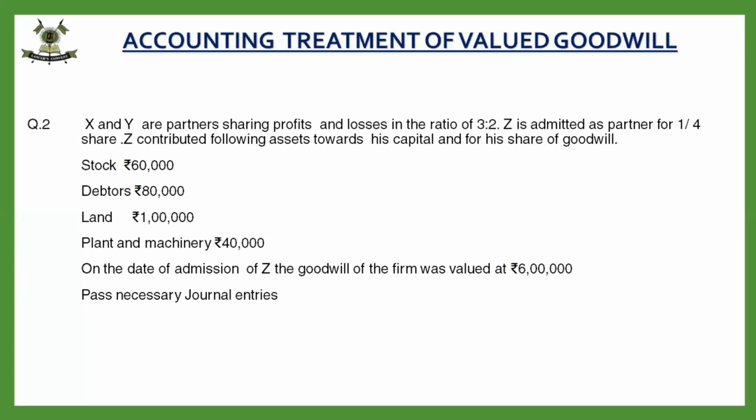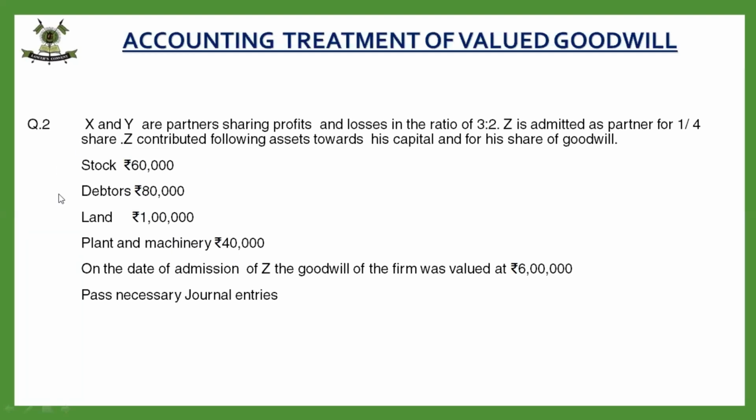Chaitanya has not calculated, but he has given the correct formula. He's going to bring 1/4 of 6 lakhs. That is, yes, how much is 1/4 of 6 lakhs? It is 1,50,000. Fine. But what all is he bringing? Stock, debtors, land and plant and machinery. He is bringing a total of how much? 2,80,000. Assets worth rupees 2,80,000.